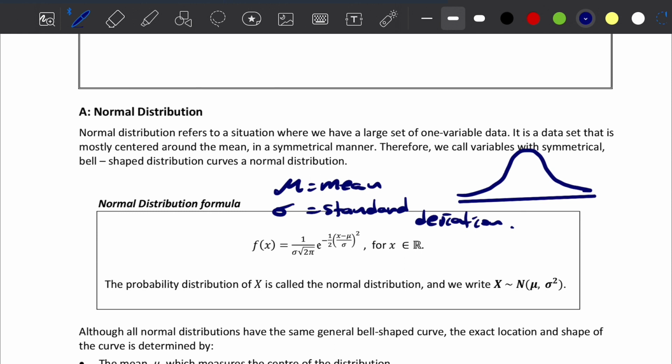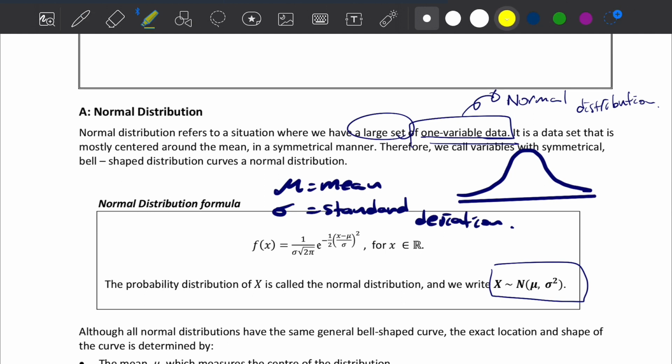So if X is a normally distributed random variable with a mean and standard deviation, we use this notation here to identify the normal distribution. Normal distribution refers to a situation where we have a large set of one-variable data. So if you have one-variable data, that most likely means you have a normal distribution. Now that we know what the normal distribution is and its notation, let's move on to its graph.